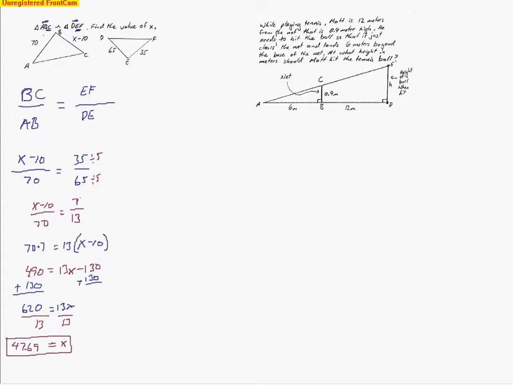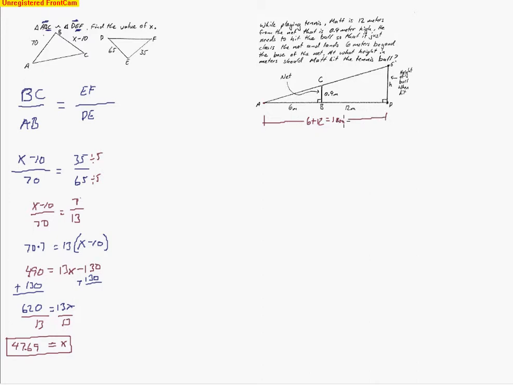Now the next one, they ask, while playing tennis, Matt is 12 meters from the net. So this is the net right here. He's 12 meters from the net, and he wants to hit the ball so that it just clears the net and lands 6 meters beyond the net. That's where he wants it to land. He's going to hit it from this point here, and it's going to carry all the way over the net and then down to this point. So he's gone a total of 18 meters. If I add 6 and 12, I'm getting 18 meters. We're going to need that number when we're doing this work.